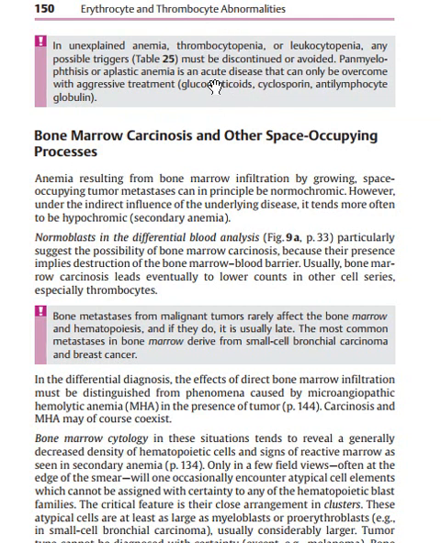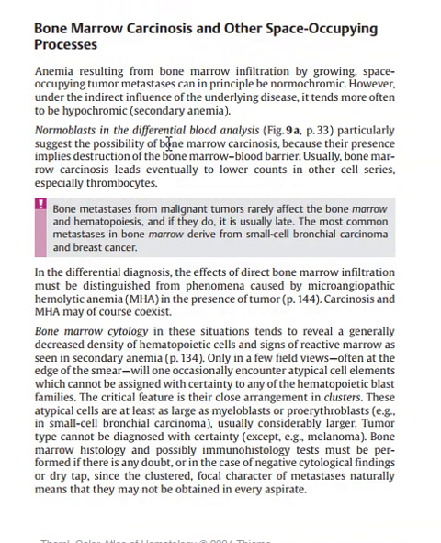Myeloptosis or aplastic anemia is an acute disease that can only be overcome by aggressive treatment like glucocorticoid, cyclosporine, and anti-myelocyte globulin, provided that it is caused by an autoimmune disorder, in order to cause an immune suppression. Now the next one is bone marrow carcinosis and other space occupying processes.